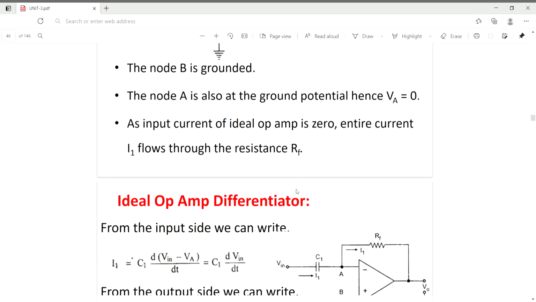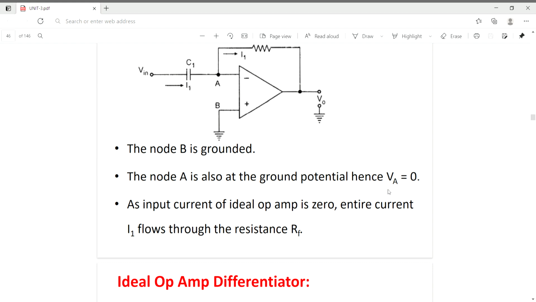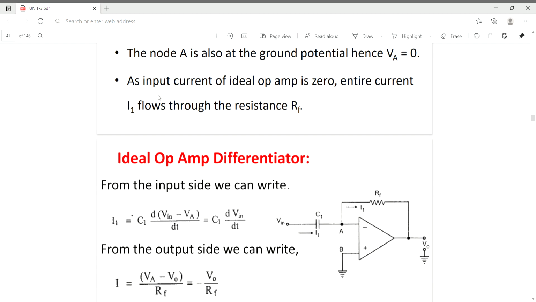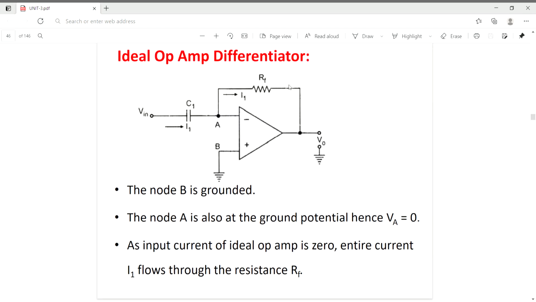So here node A is connected to ground, that is virtual ground, so the voltage at point A will be 0, and the input current of an ideal operational amplifier is 0. So the entire current flows through the resistance RF.